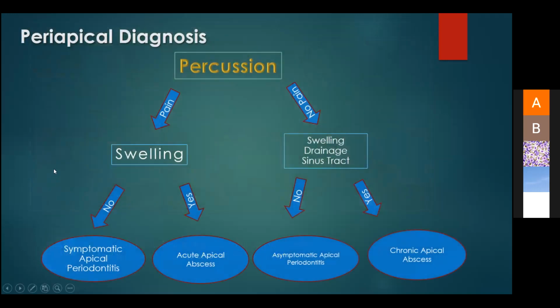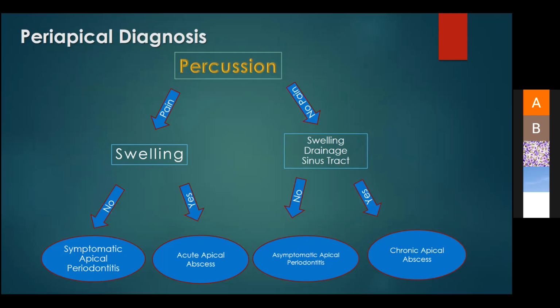Now after that, if you move on, what if you have a positive percussion test? How do you rule out, without further investigation, what kind of periapical lesion it is? The percussion here plays a very important role. If you are percussing the tooth and the patient is having pain, you can suspect evident swelling underneath the apical foramen, or sometimes the patient comes with a swelling inside his mouth. So there you can suspect that a periapical lesion has developed.